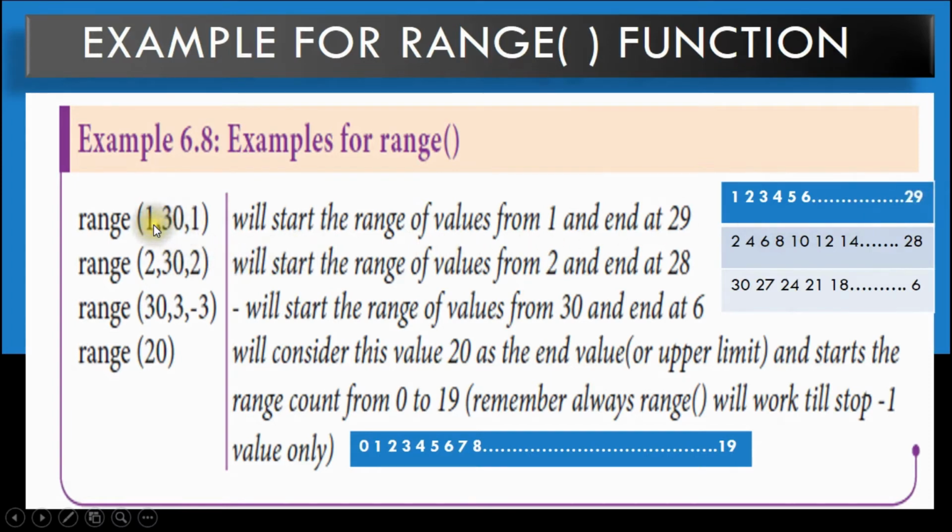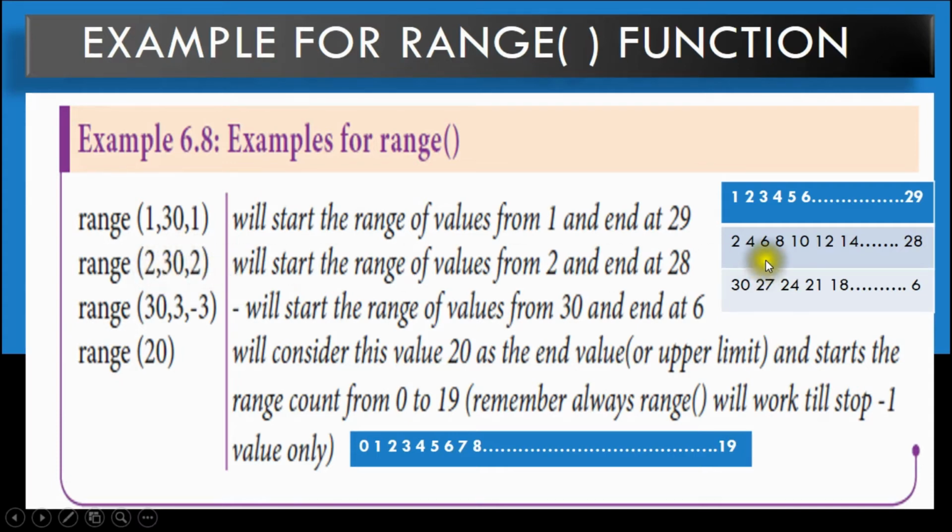Because stop minus 1, so 30 minus 1, 29, up to 29 will be printed in our Python program. By default, it is the stop value minus 1. Then range(2, 30, 2), I am going to check it. Then it will print 2, the step value here is 2, isn't it? So 2, 4, 2's multiples it will print.